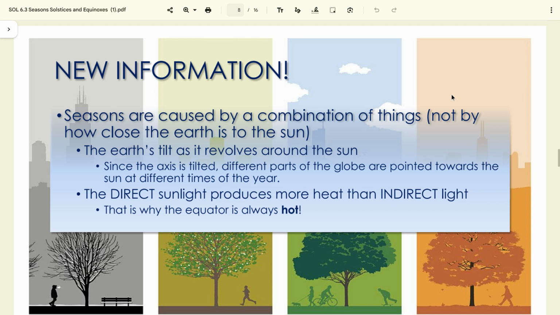Seasons are caused by a combination of things, not by how close the Earth is to the sun. In the part of the year where we're physically the closest, it's actually winter for us. So that's not why we have the seasons. In terms of how big the sun is and how far we are, how close or far we are is not the thing. It's about that tilt, because it's all about how the radiation is hitting us. The southern hemisphere is tilted away at the time that we are tilted towards it.